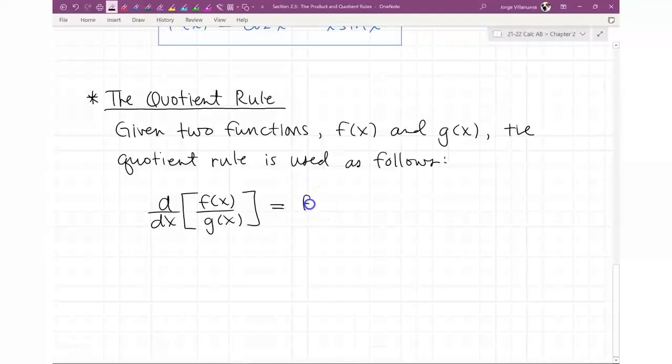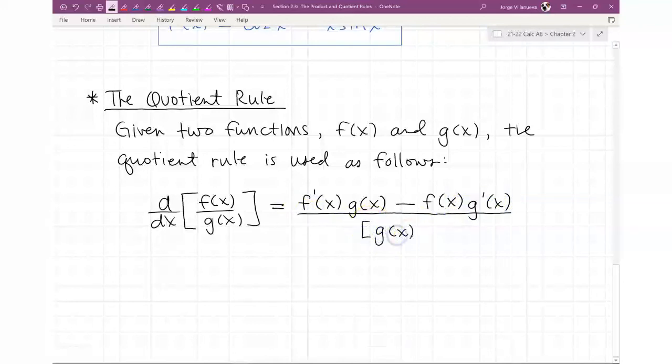So it's f prime of x, g of x, minus f of x, g prime of x, divided by, and then on the bottom we're going to do g of x quantity squared. So whatever g of x, you're going to square it. Notice the top looks like the product rule, just that you're subtracting. And then you got to divide by the denominator squared.